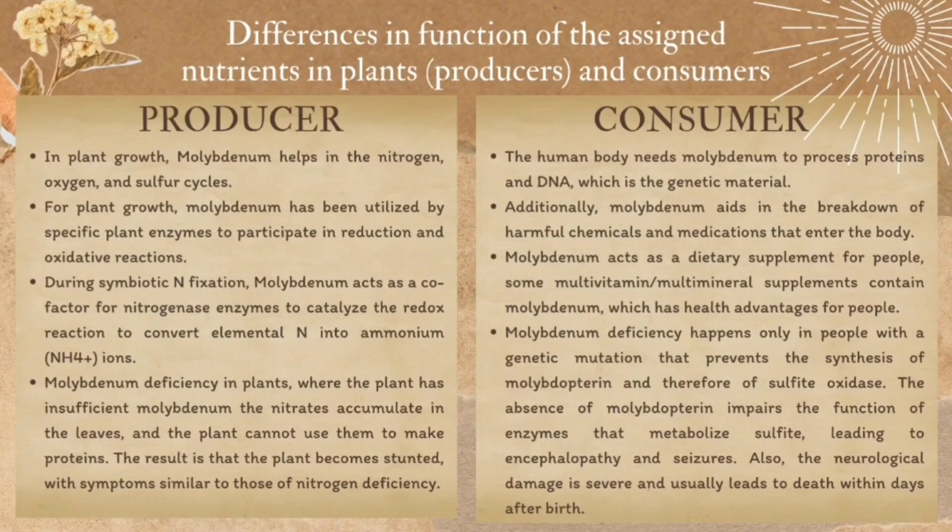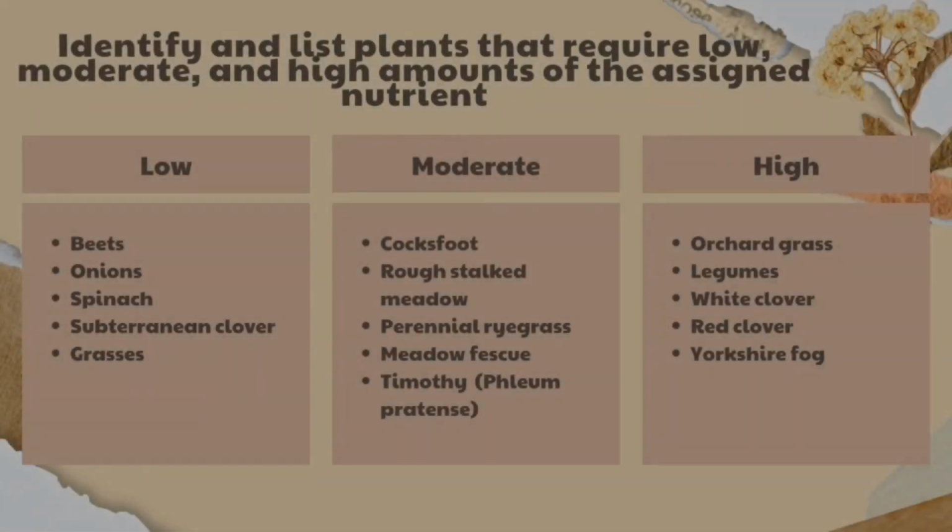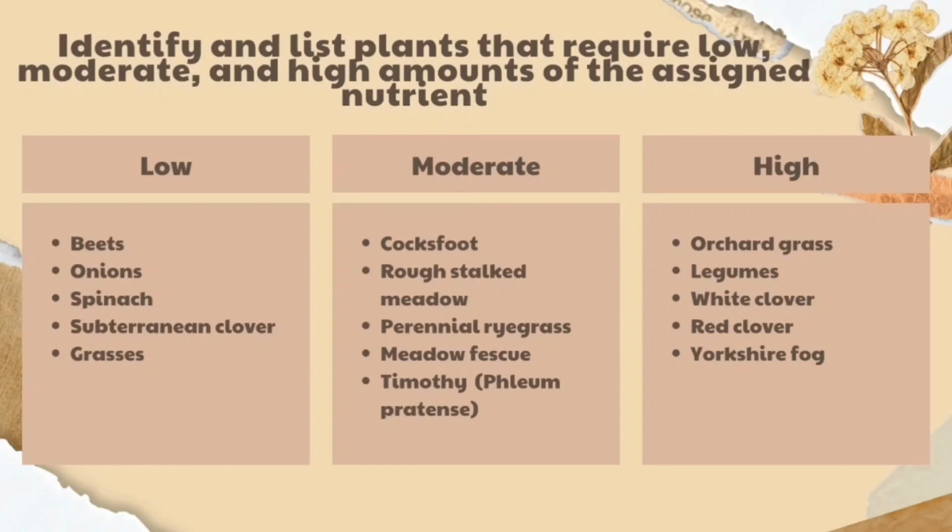Next, I will explain about the different function of the assigned nutrient in producers and consumers. For producers, molybdenum helps in the nitrogen, oxygen, and sulfur cycles. And the second is molybdenum has been utilized by specific plant enzymes to participate in reduction and oxidative reactions. For the consumers, the human body needs molybdenum to process proteins and DNA, which is the genetic material. And the second is molybdenum is used to break down harmful chemicals and medication that can enter the human body.